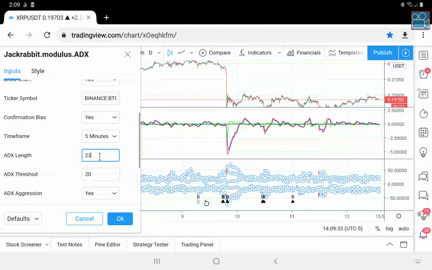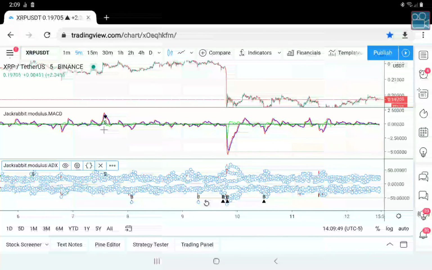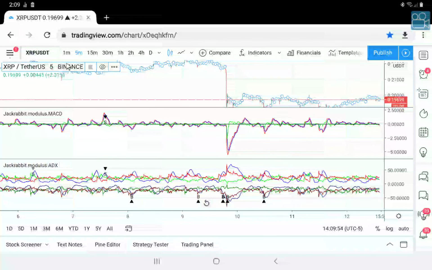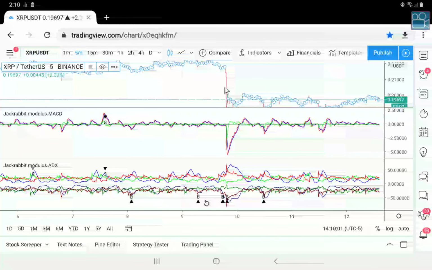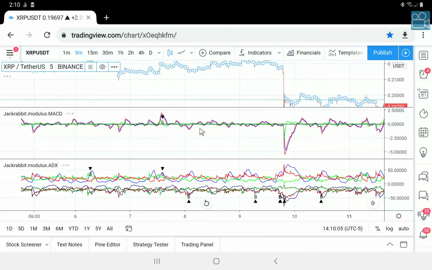And normally ADX has a length of 25. I use 23 because it seems to work better in some cases. Let's go ahead and realign it to 25. Well, we got a sell signal right here that lined up. And that got us out right before the drop. So let's see if we can find a buy signal.